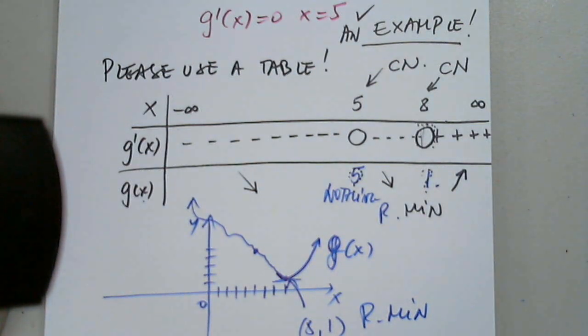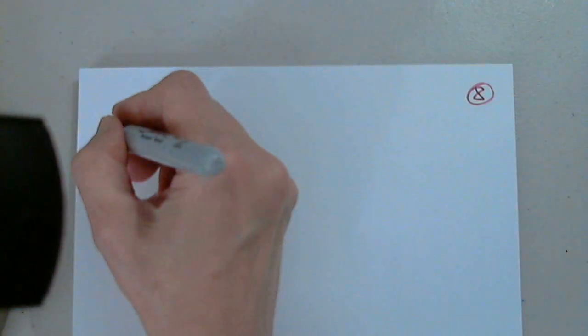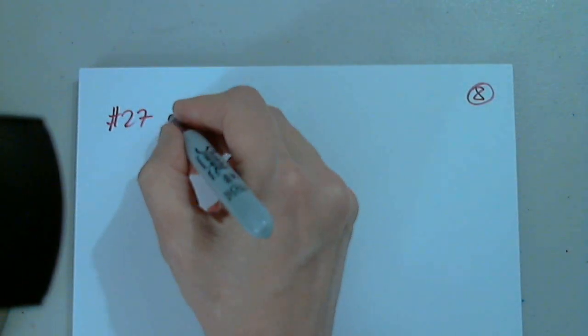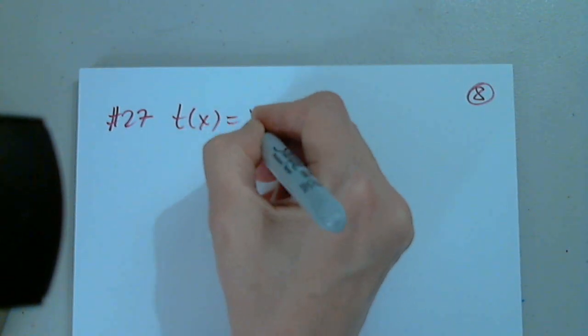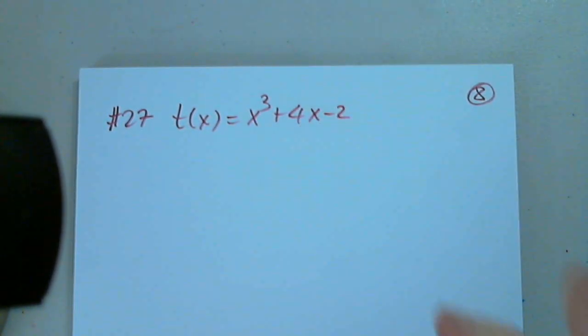Perfect pick. Thank you. Since we only have a few minutes left, I would like to find critical numbers for any function you want to choose. We may or may not have enough time to analyze whether the critical numbers turn into a max or min. We don't know. Let's start with a simple function, number 27. We have t of x equals x to the third plus 4x minus 2.